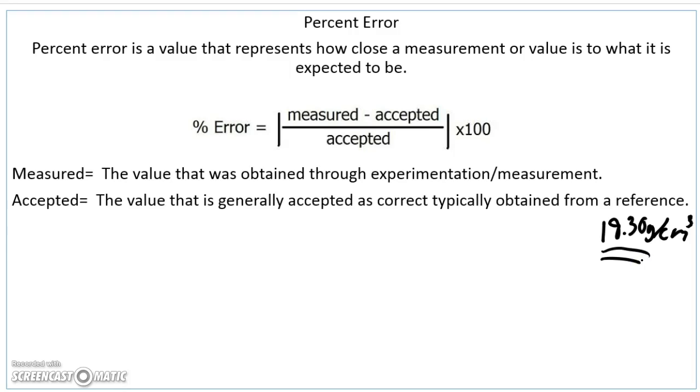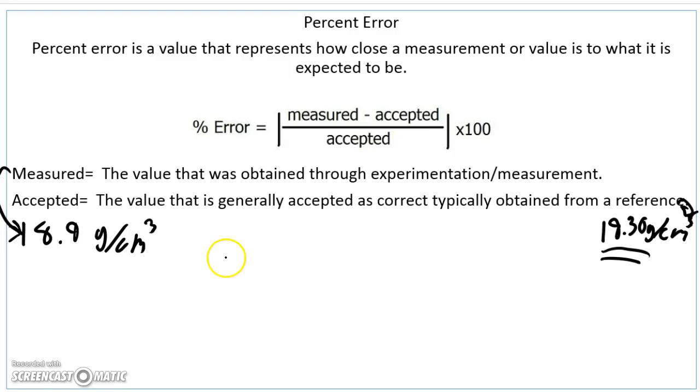So let's say I go into the lab, I find a piece of gold, I measure its mass, I measure its volume, I calculate its density, and I obtain a value of 18.9 grams per centimeter cubed. Alright, so now I am going to plug those two values in. So this is my measured value here, and this is my accepted value right here. So I'm just going to plug those things in.